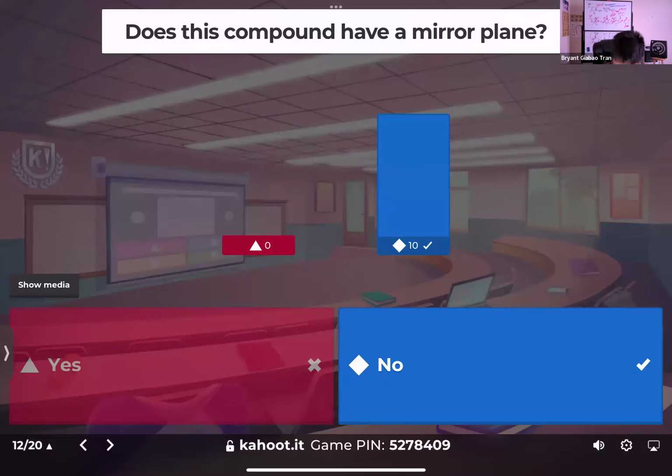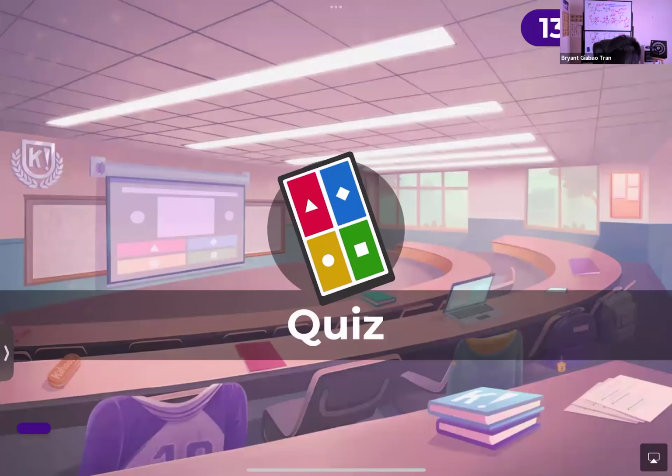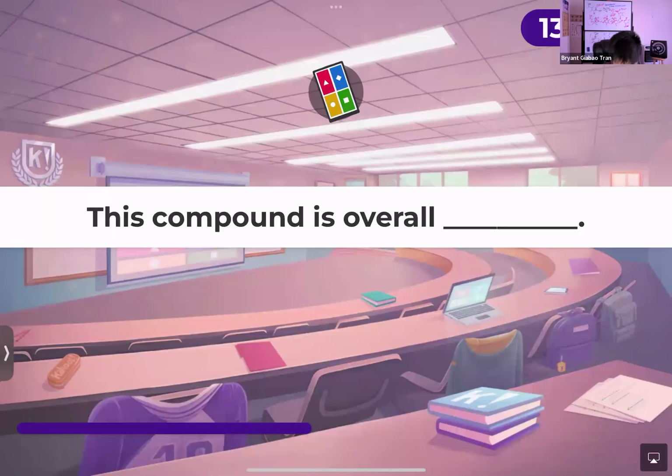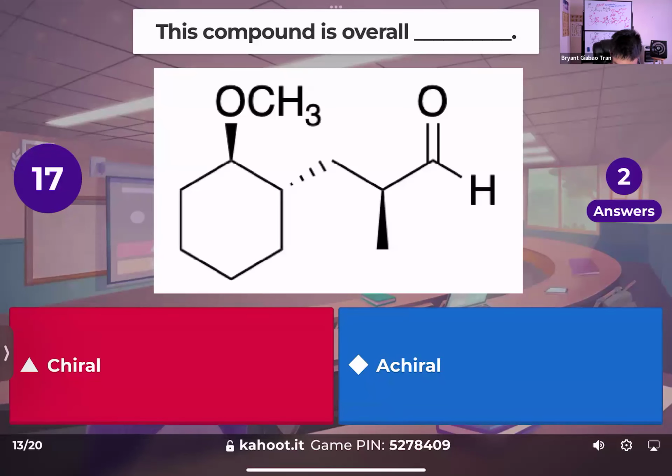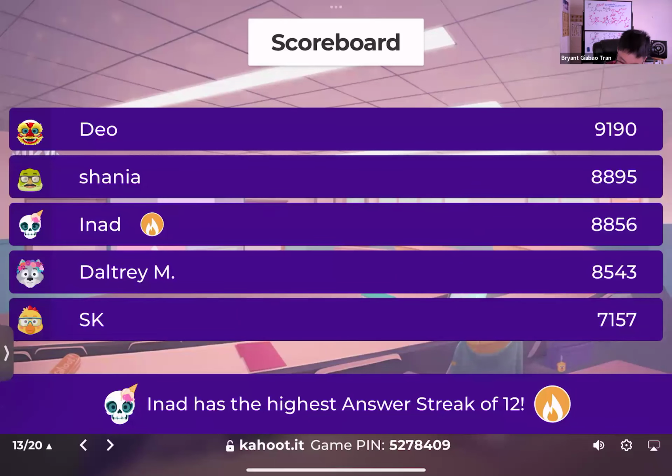Nice. No plane of symmetry. Yep, at least one chiral center, no plane of symmetry, overall structure chiral.